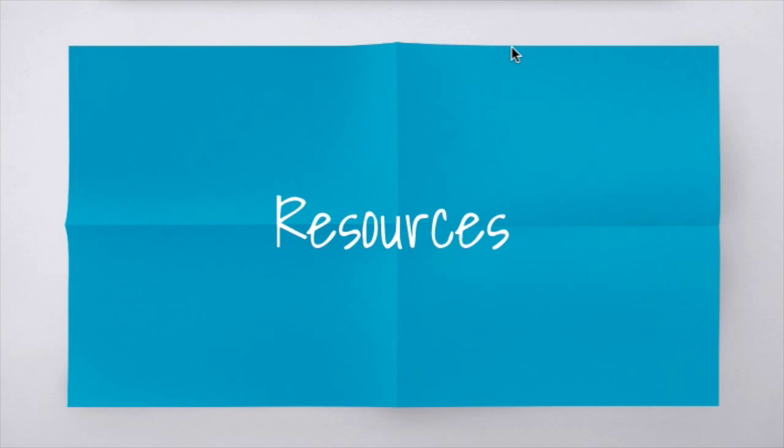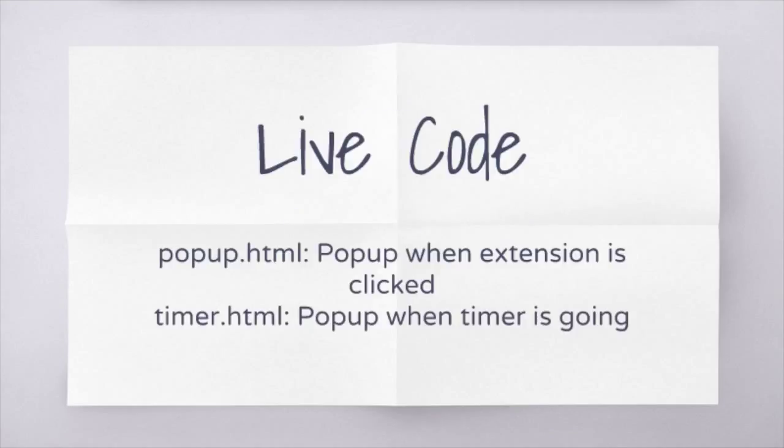So that's all you need to do for your first manifest.json. For resources, resources include images, HTML, CSS, JavaScript files. The first two that we're going to look at are popup.html and timer.html. And those are just the screens that contain what the user is going to look at.